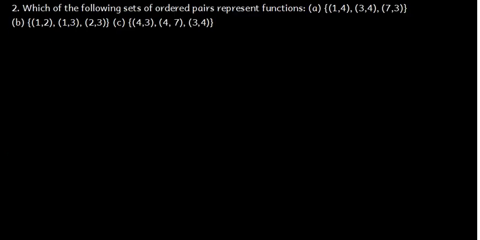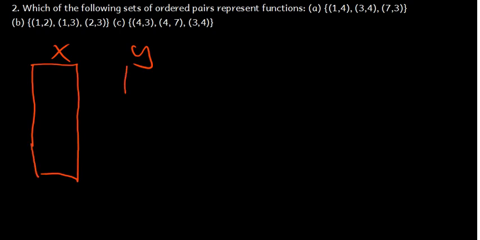Now the next question is saying, which of the following sets of ordered pairs represent a function? So let's see, we have the first one. Allow me to put x and y. So what is our x? Our x, we have 1. That is the domain. I'm getting the first part here, so I'm having this one, this one, this one. Okay, I'm having 1, 3, and what? And 7.